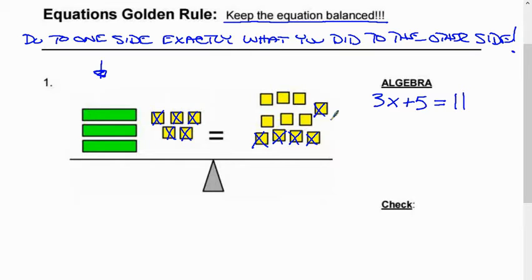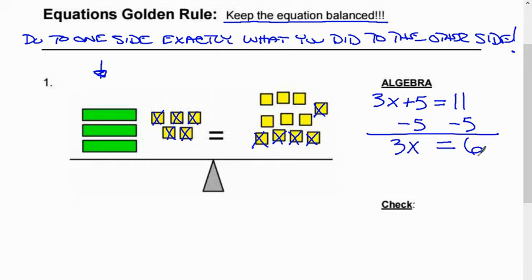Algebraically, what I've just done to each side is subtract 5. So underneath the word algebra, on the left-hand side, I subtracted 5. And then I also subtracted 5 on the right-hand side. Bring your equal sign straight down. On the left, 5 minus 5 leaves 0, leaving us with just the 3x. We can see here that only my 3 variable rectangles remain on the left-hand side. On the right-hand side, 11 minus 5 leaves you with 6, and we can see the 6 yellow squares. So now the equation says that 3x is equal to 6.